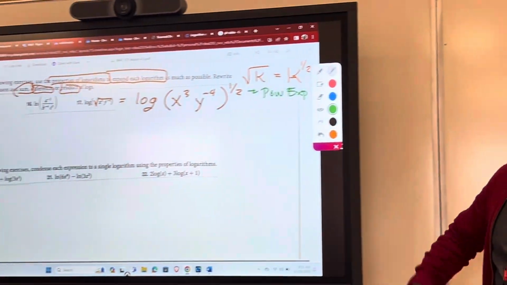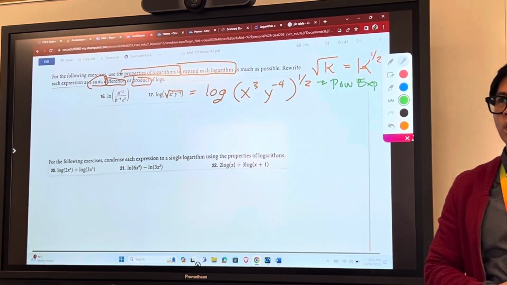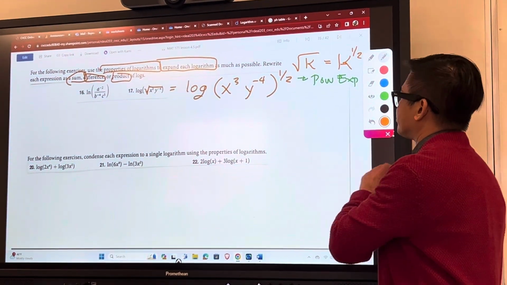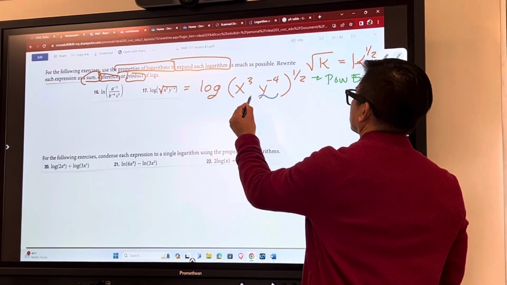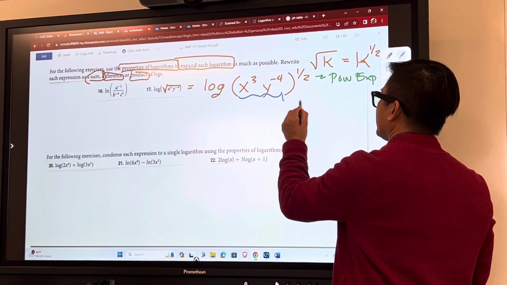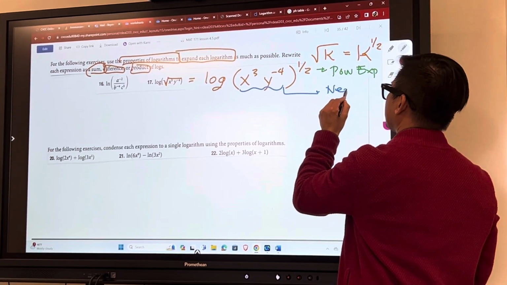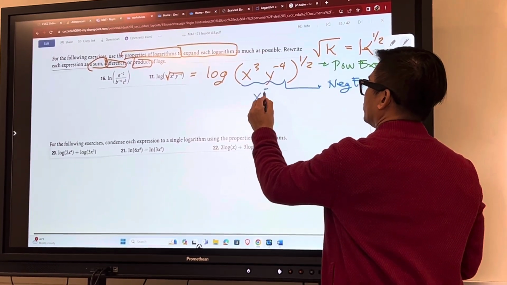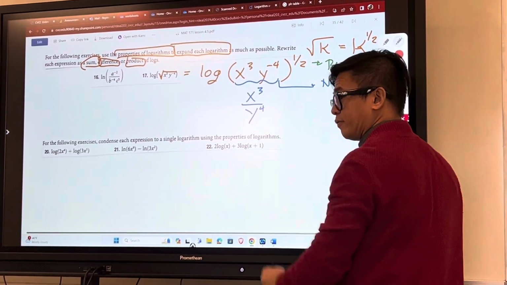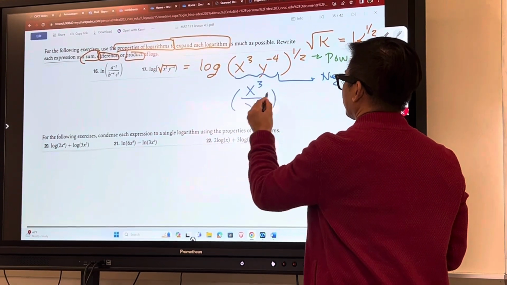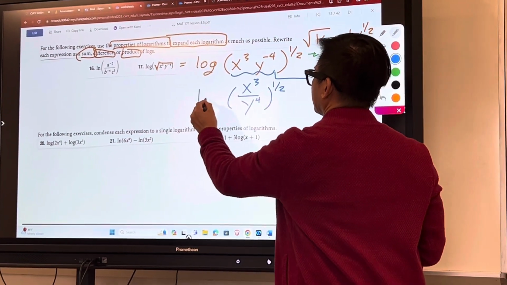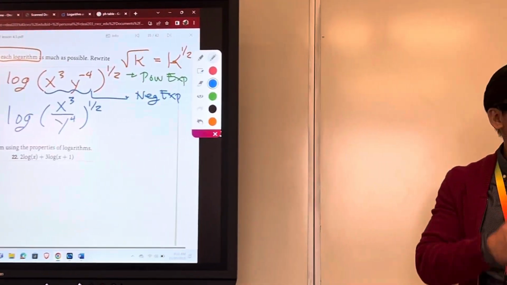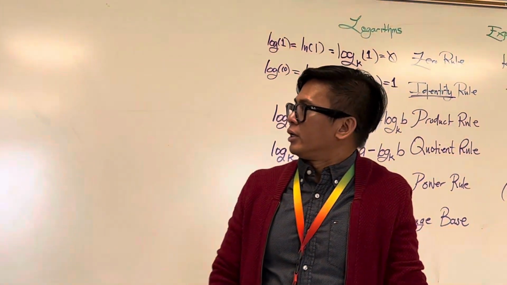Next one, if you see x cubed y negative 4, by the negative exponent rule, this can be written as what? x cubed over y to the fourth. Very good, that is correct. Again, do not forget the 1/2 power, and that's again the common log. Are we good, guys?